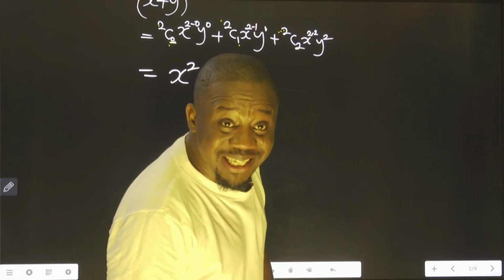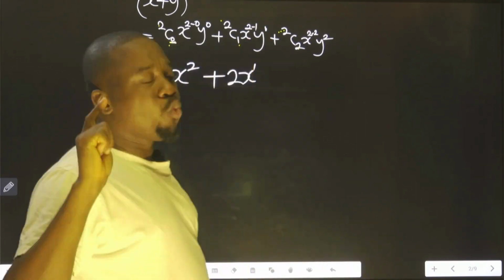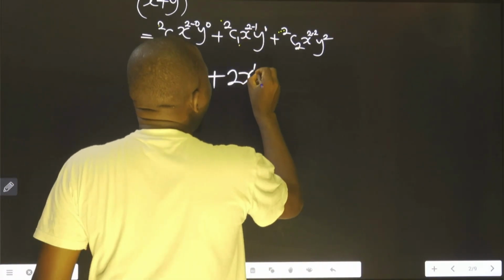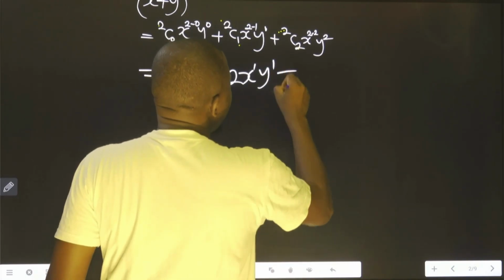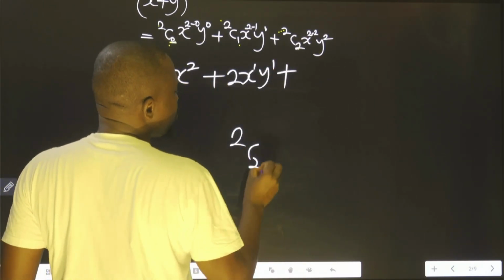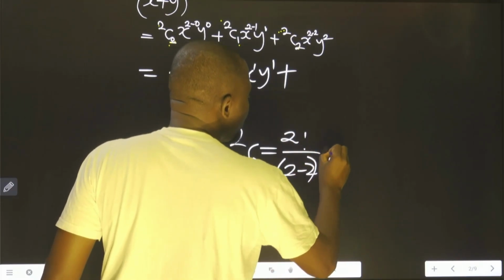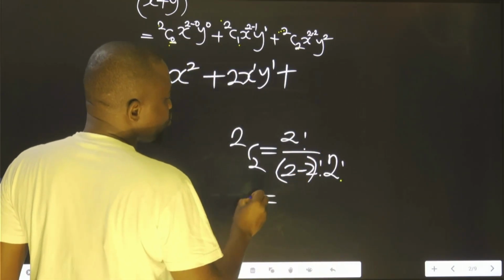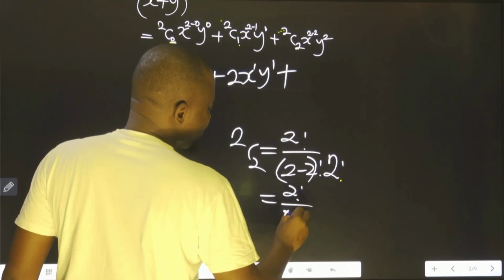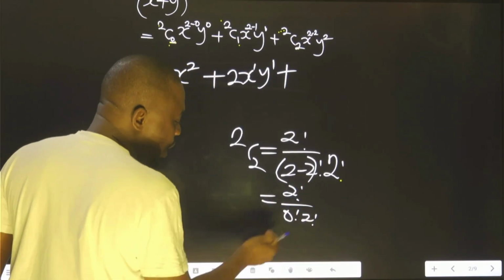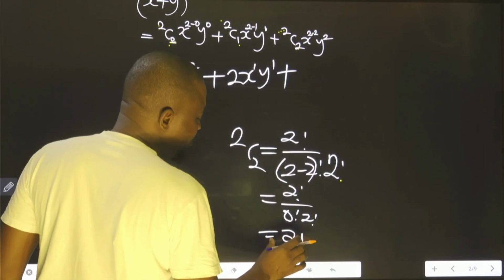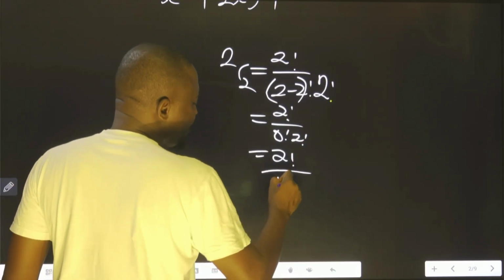2 minus 1 is what? Is 1. What about y? Y raised to power 1 is also 1. Okay? Then we do 2 combination 2, which is 2 factorial over (2 minus 2) factorial, 2 factorial, which is equal to 2 factorial over 0 factorial, 2 factorial. 0 factorial will give us 1, that is 2 factorial over 1 multiplied by 2 factorial.